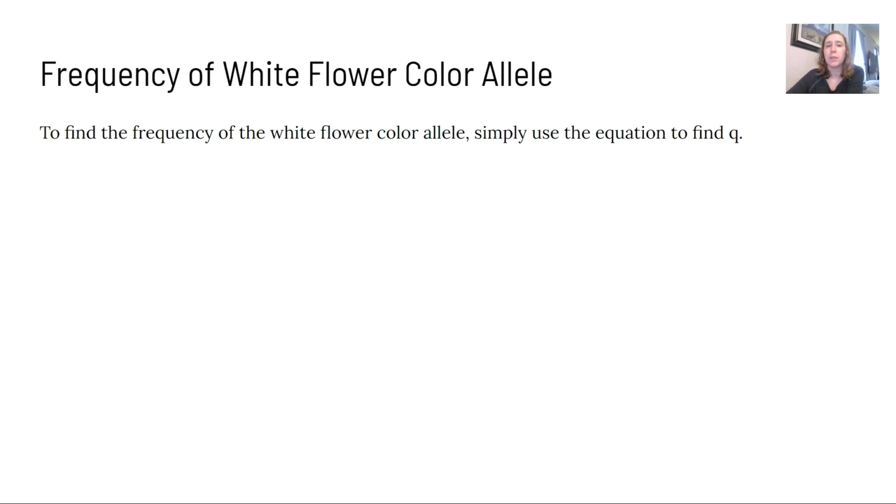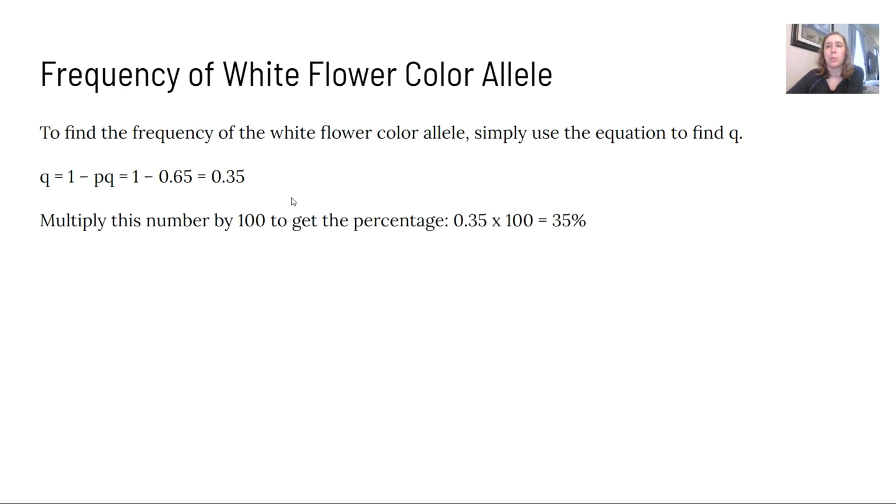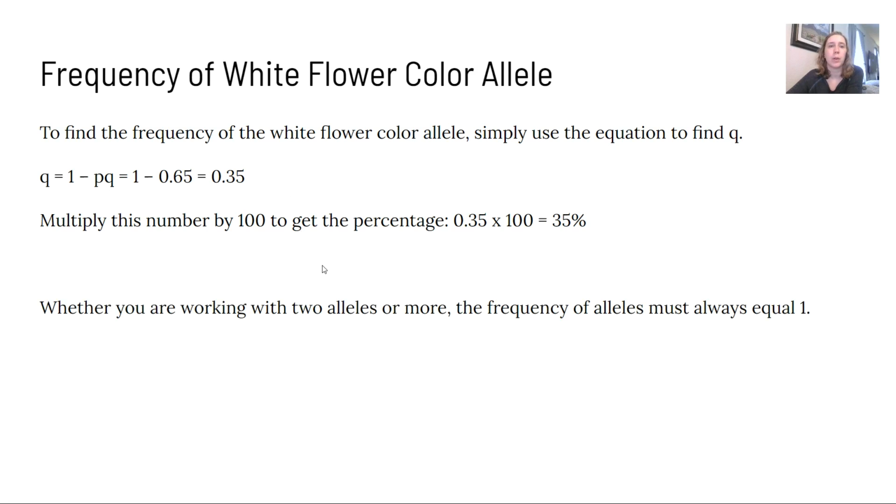Okay, so now to find the frequency of the white flower color allele, we are going to use the equation to find Q. So Q equals 1 minus P. Q is going to equal 1 minus 0.65, so 0.35. We're going to multiply by 100 to get a percentage, 35% of the population.